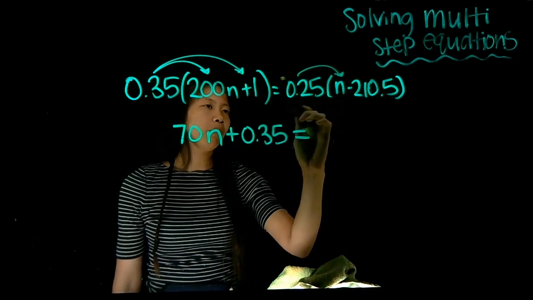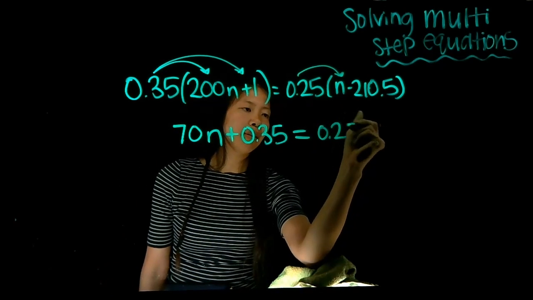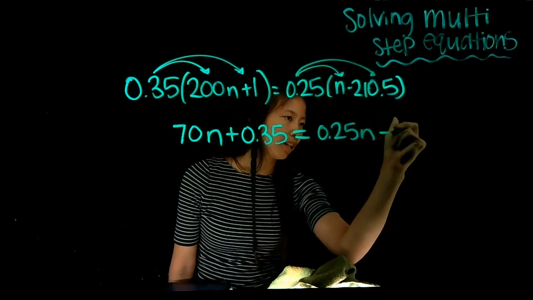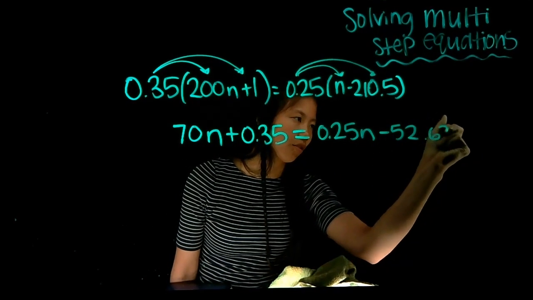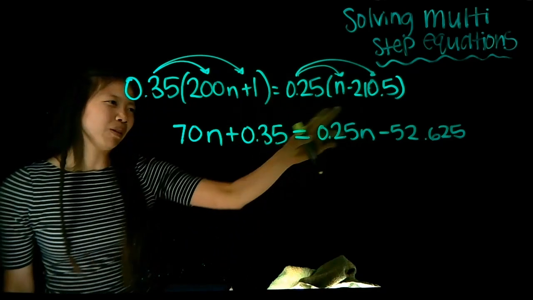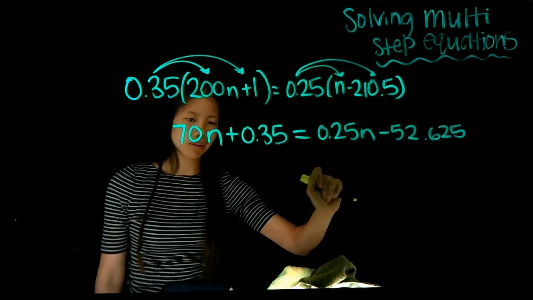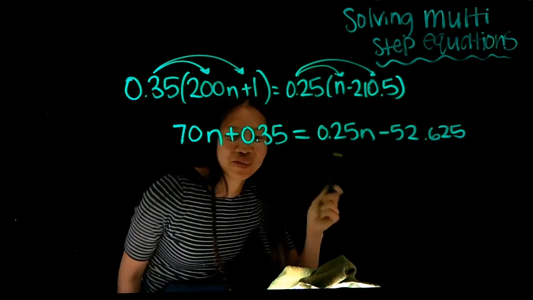and then I can also just use the distributive property on this side to rewrite this. 0.25 times n is just 0.25n. And 0.25 times negative 210.5 is negative 52.625. All right, it's very important that when you have a lot of decimals, you want to keep all the decimals because that will make your answer precise. And Derivita will dock you if you don't do that.